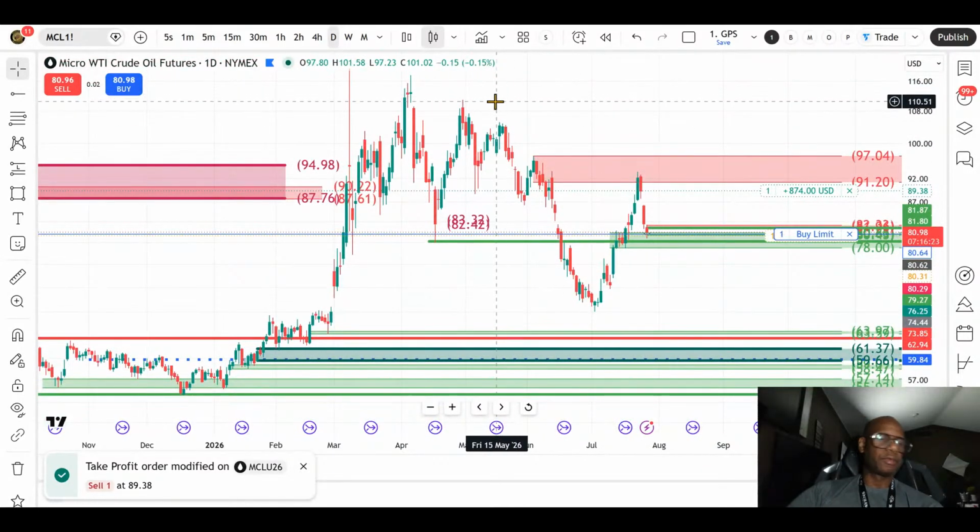Okay, so that's a couple trade setups, just showing you guys how I analyze the markets. Not really looking at the news, just looking at the charts, understanding the patterns, understanding the context.